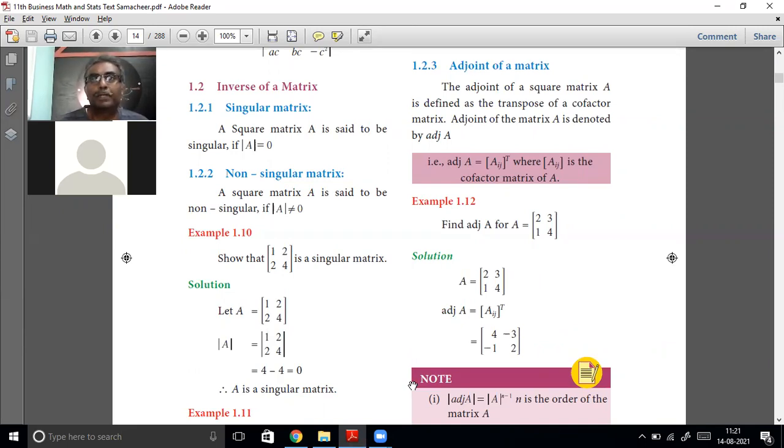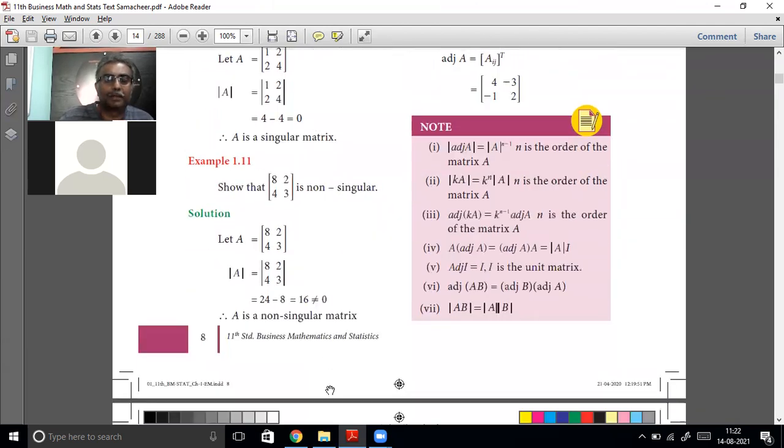So the first thing you should check when they ask you to find the inverse of a matrix is, don't go immediately to calculate minor, cofactor, adjoint, all of that. The first step is to find out if the determinant is 0 or non-zero. Now show that 1, 2, 2, 4 is a singular matrix. It's very simple. 1 into 4 minus 2 into 2, 4 minus 4 is 0. So it is singular. Very easy concept of singularity.